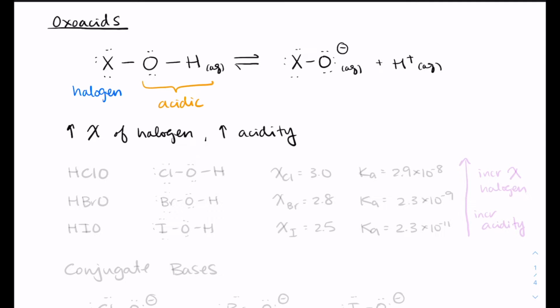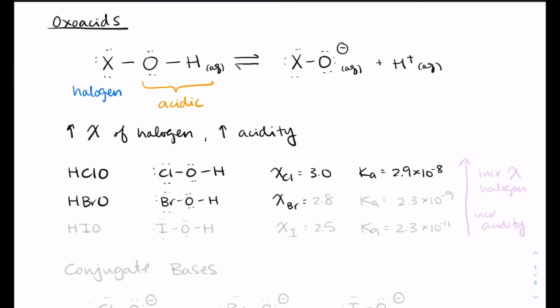HBrO, electronegativity of bromine is 2.8, Ka is 2.3 times 10 to the minus 9th. So less electronegative halogen, smaller Ka, less dissociated, weaker acid. HIO, electronegativity of 2.5 for iodine, and a Ka of 2.3 times 10 to the minus 11th. So as the halogen electronegativity increases, the acidity increases.